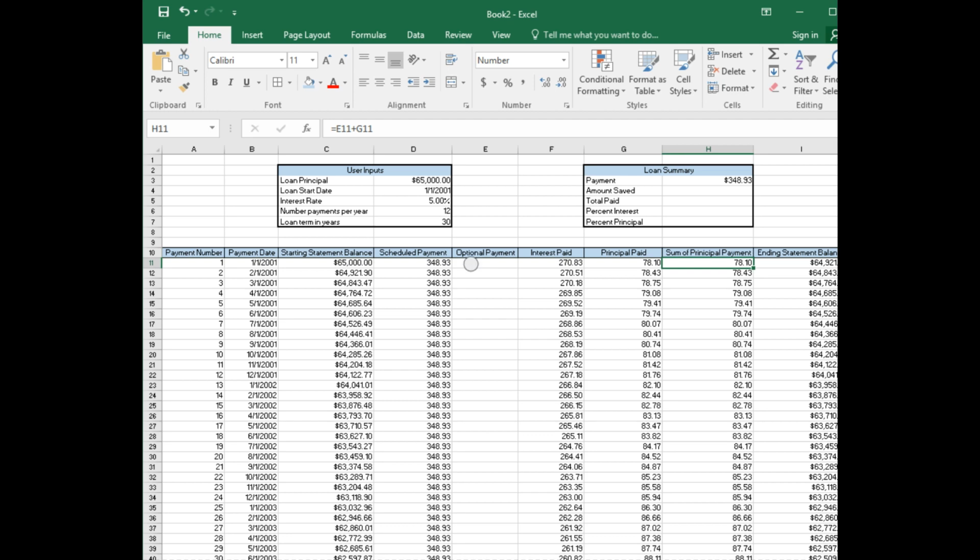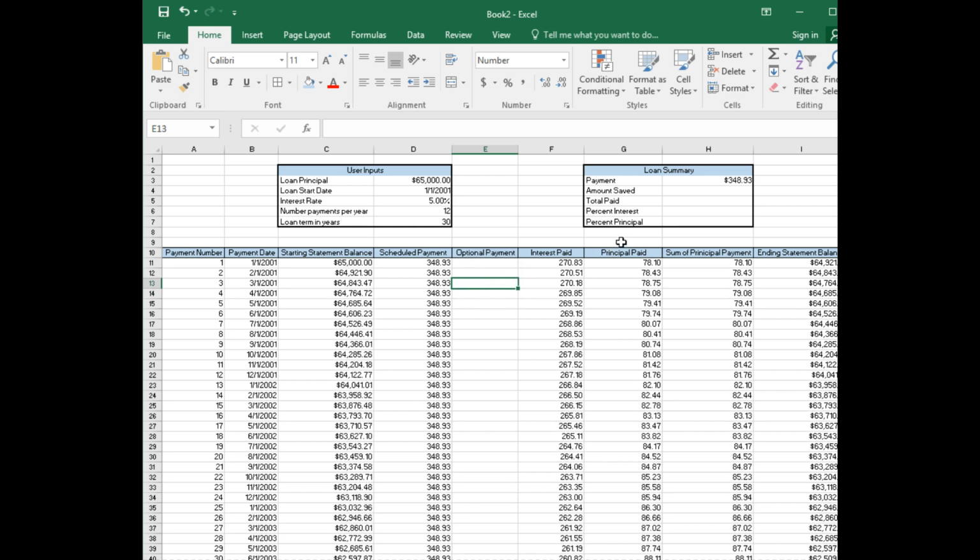So if we put in an optional payment of $100, well, that increased the sum that goes on the principal by $100. So we're going to call this sum of payment, sum of principal payment. So just a fairly small adjustment. You'll notice when you shove in an optional payment, your spreadsheet will automatically update.